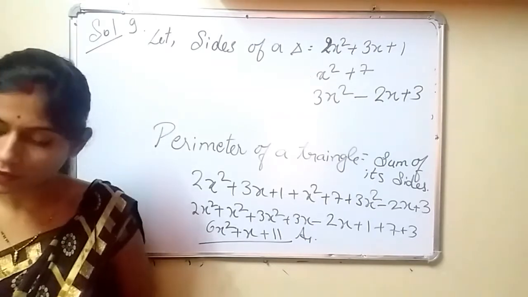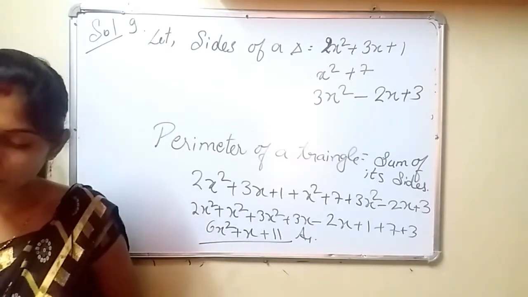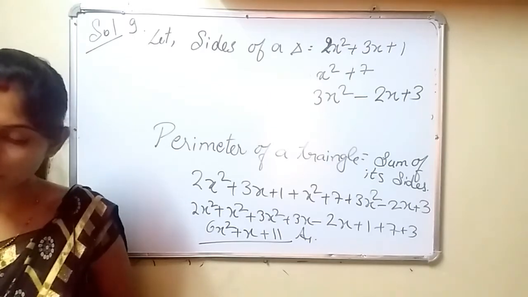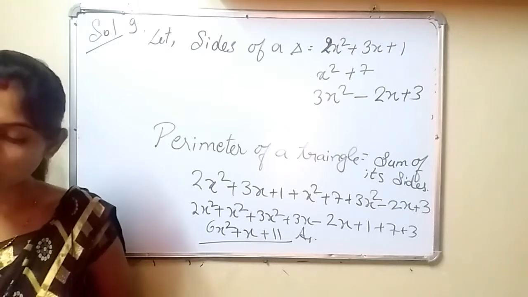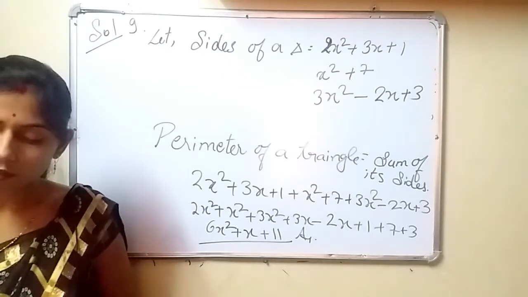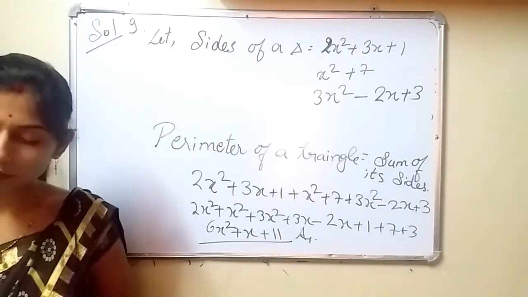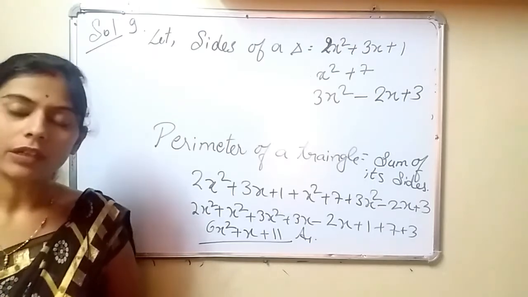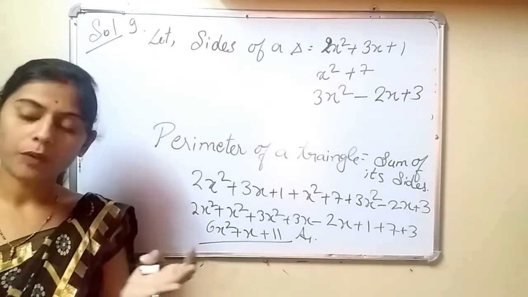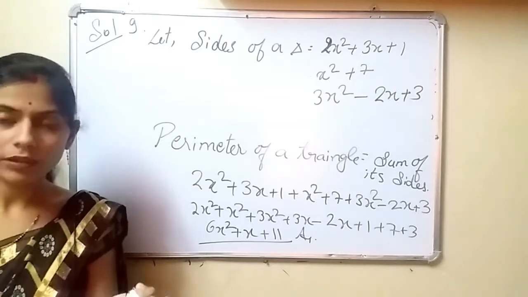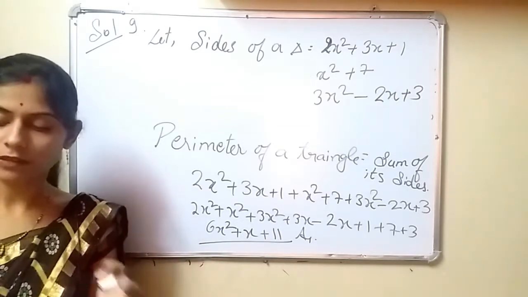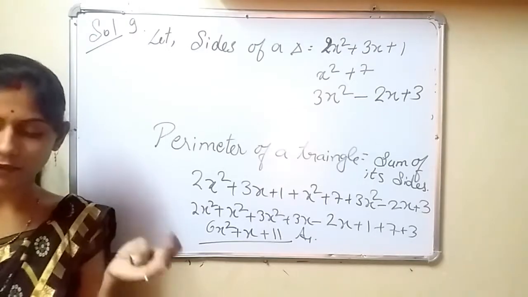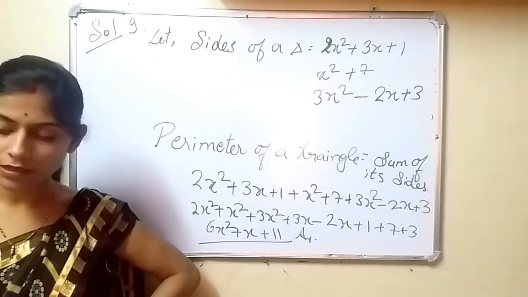Question number 11 that you can solve. Sonu travelled p square plus 3p plus 5 kilometers by bus and 2p square minus 5p minus 7 kilometers by train. So what is the total distance travelled by Sonu? Total distance means you have to add both the distances, both the kilometers given here: p square plus 3p plus 5 plus 2p square minus 5p minus 7. When you add this, you will get the answer.